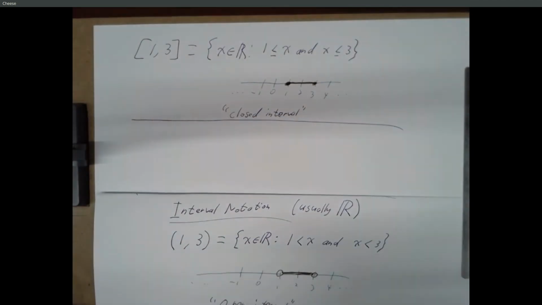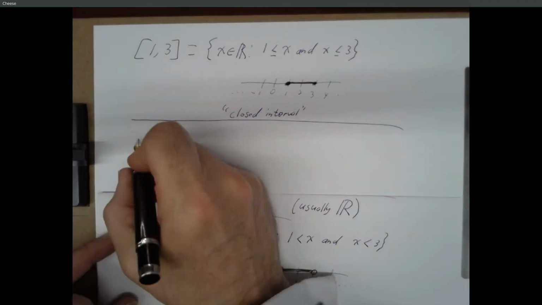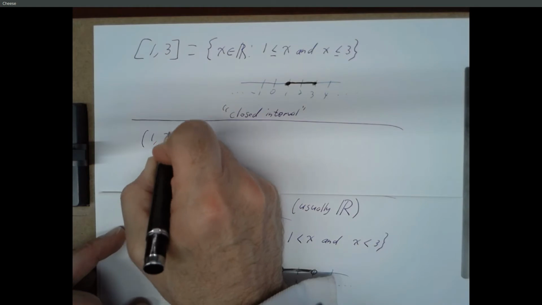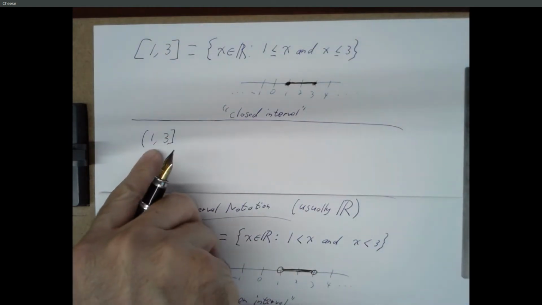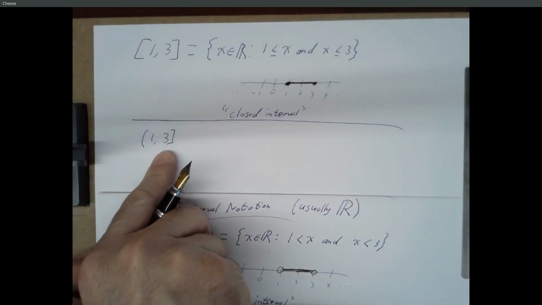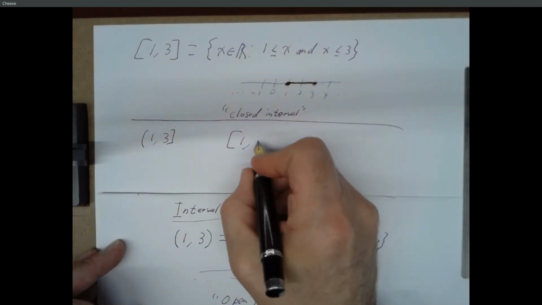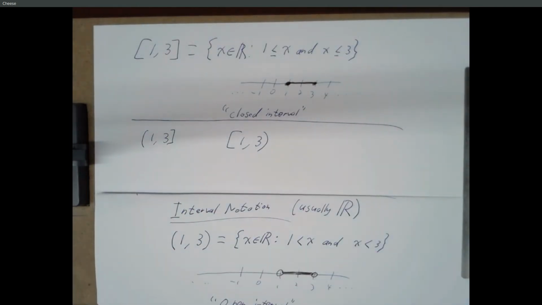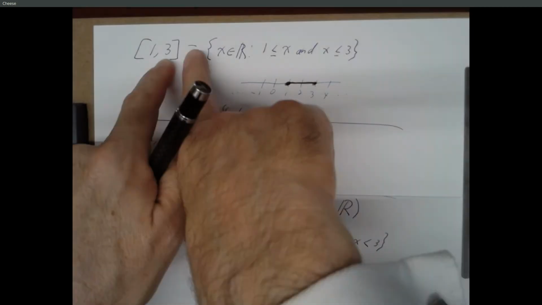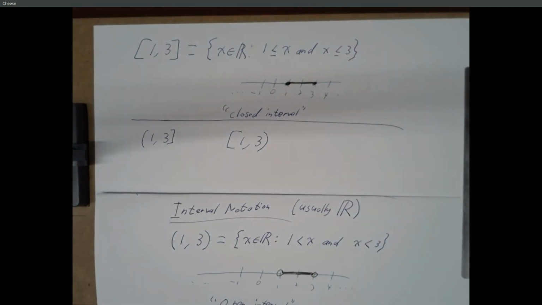And we can also have half open or half closed intervals. For example, this would be all the real numbers bigger than 1 and less than or equal to 3. And this would be all the numbers bigger than or equal to 1 and less than 3. So we can mix and match these things. But mostly we talk about closed intervals or open intervals.